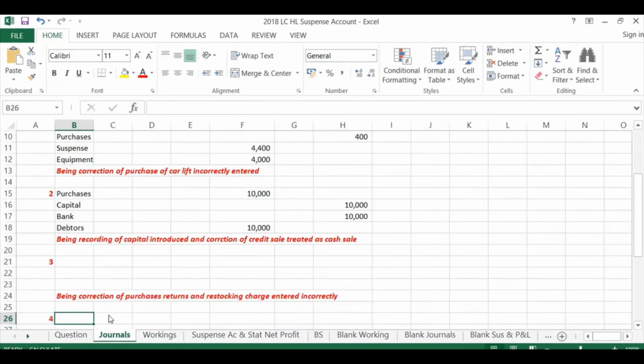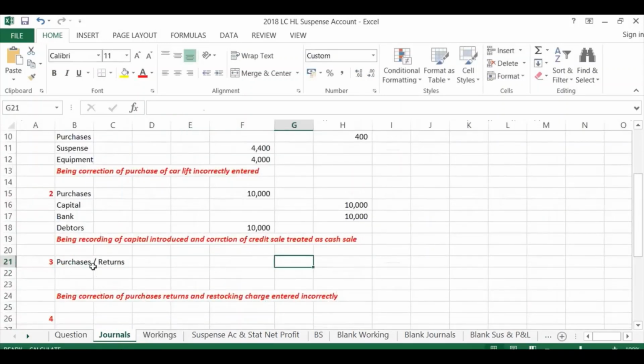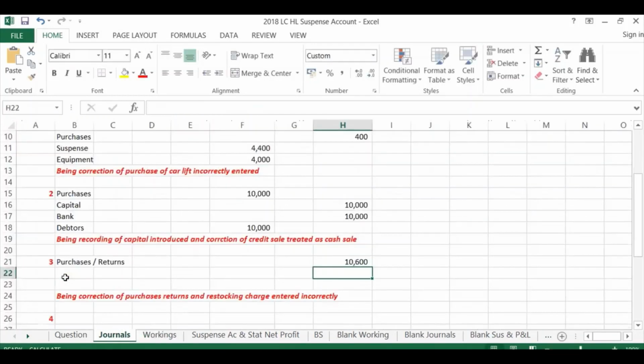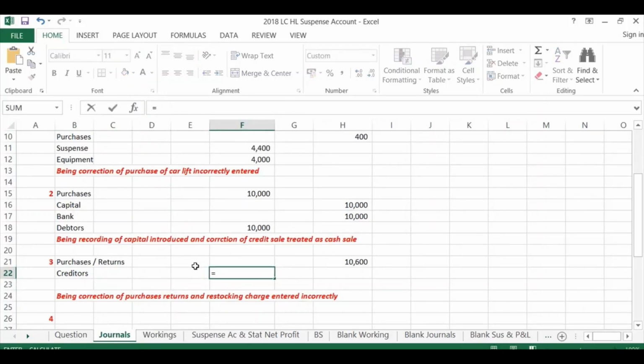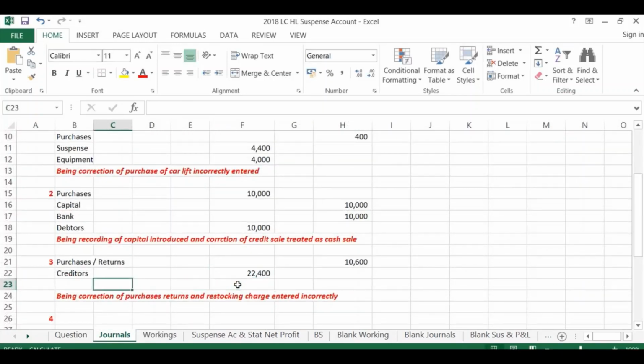So my first journal is going to be purchases / returns. And as the credit side is bigger, it's going to be a credit balance of, if I net these together, 10,800 minus 200 is 10,600. My next entry is going to be creditors. And again, as the debit side is bigger, it's going to be a net debit balance, and it's going to be 10,800 plus 11,800 minus the credit of 200, leaving me with a debit balance of 22,400.